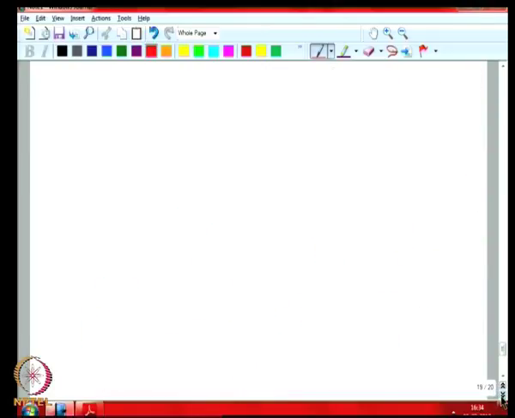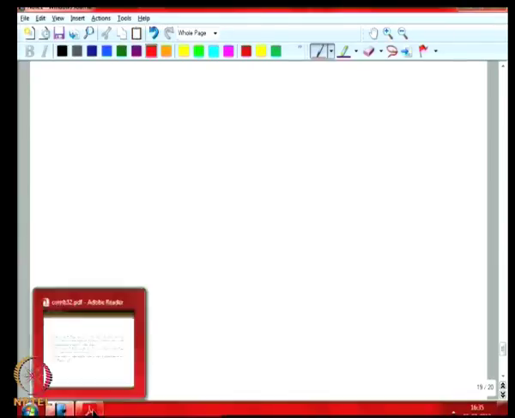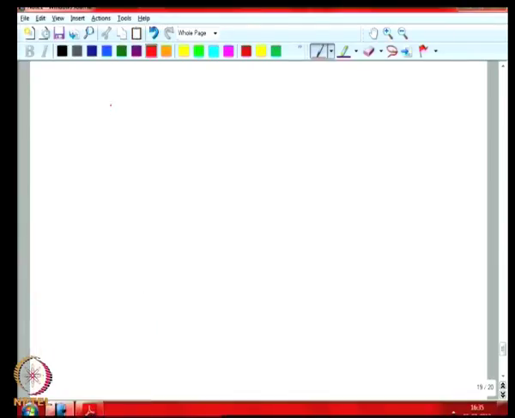Now we can look at the other part. How many of these signals have at least 3 white flags or no white flags at all? So there is a restriction on white flag now, right. All other flags are okay. So we only have to worry about the white flags, first term. So we allow no white flag, that means 1 is fine.